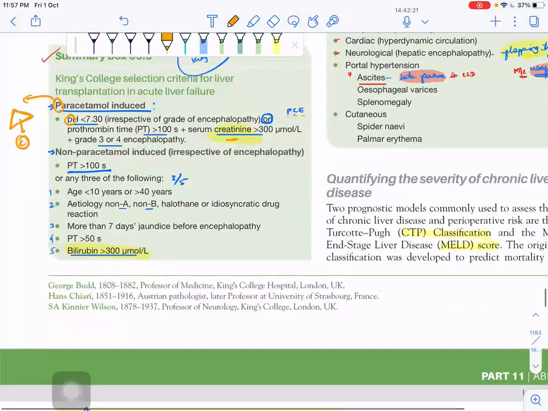And in case of non-paracetamol induced, you use either PT more than 100, which is enough, or any three out of these five. Age less than 10 or more than 40. Etiology: non-A, non-B, halothane, and idiosyncratic drug reactions. More than 7 days of jaundice before encephalopathy. Non-A, non-B means non-hepatitis A, non-hepatitis B, so it should not be hepatitis A or hepatitis B.